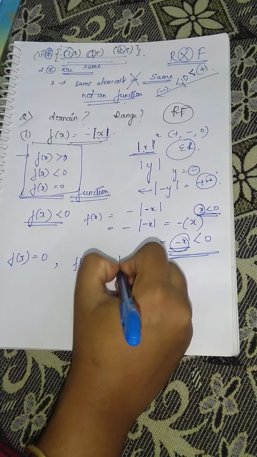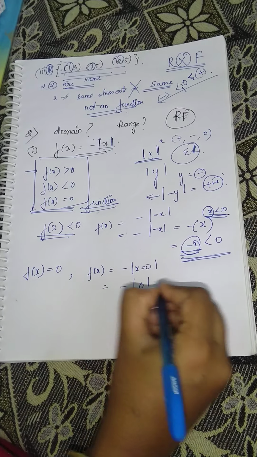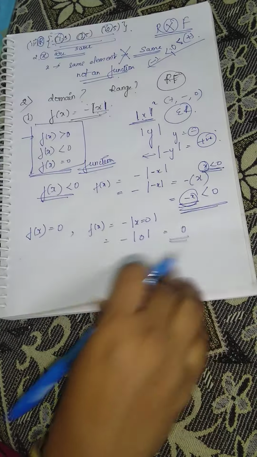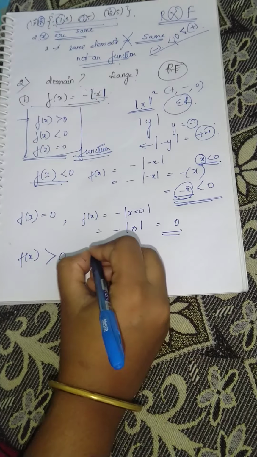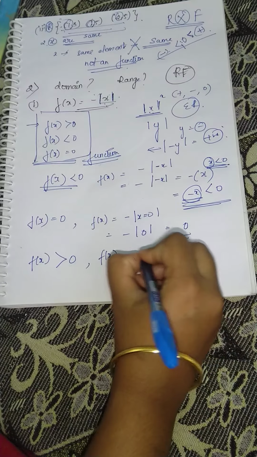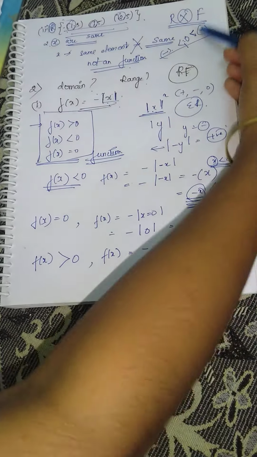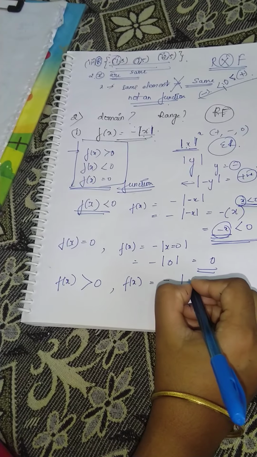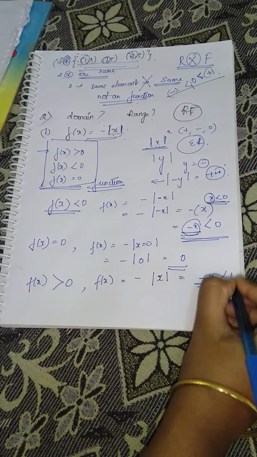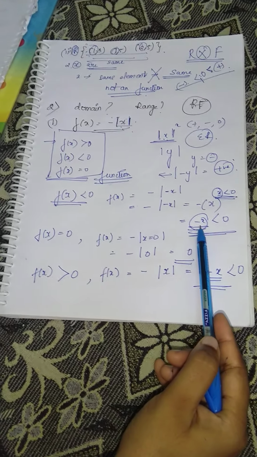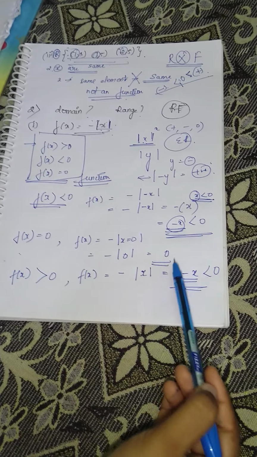Okay, so inside this modulus you need to place x is equal to 0. So minus of 0 is going to be 0 again. Third subdivision is f of x is greater than 0. So f of x is equal to minus of positive 0, that is greater than 0, which means it is going to be positive as per this condition. So you'll be getting positive x, that is going to be minus x again, and this is also less than 0. So my first condition was also less than 0, my third condition is also less than 0, and my second condition is equal to 0.